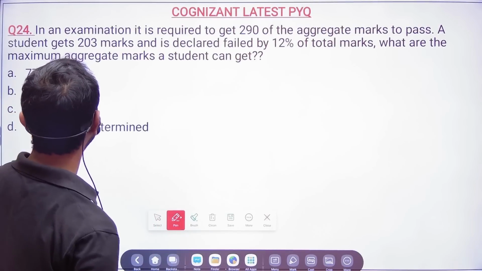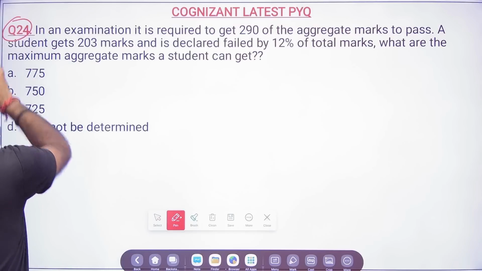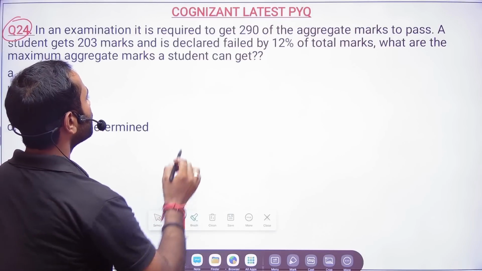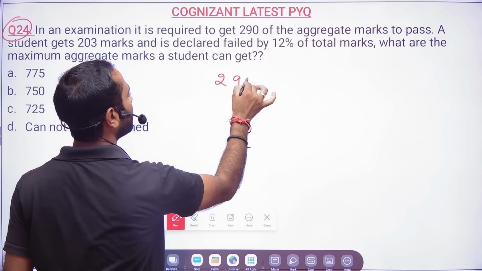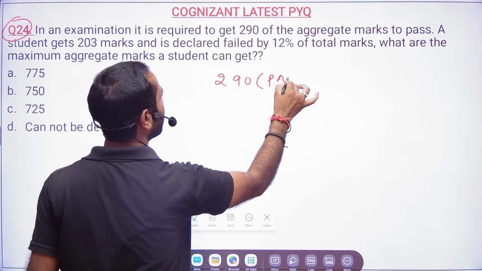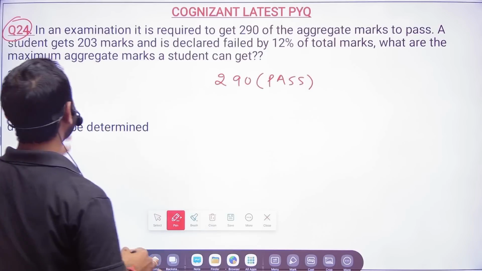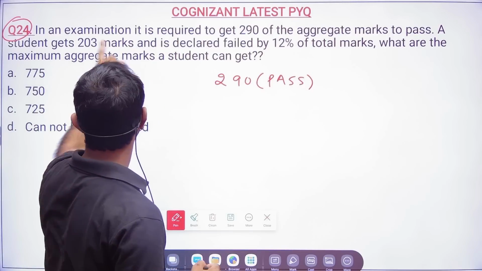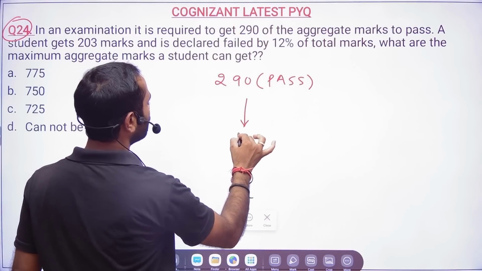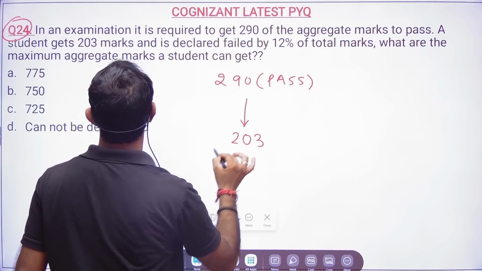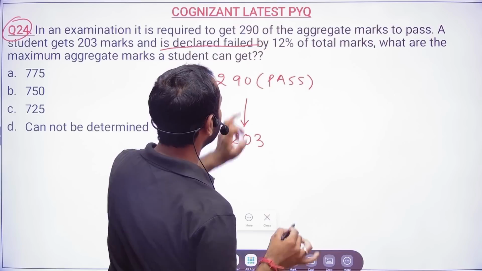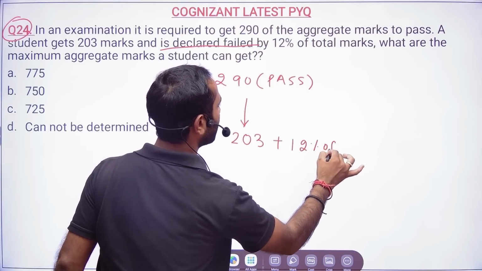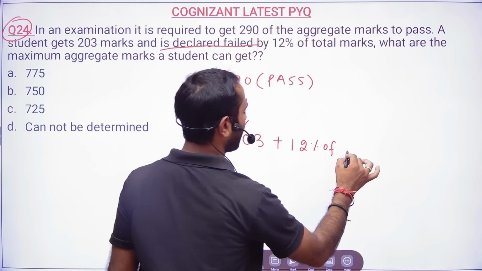Then question number 24 is a question from the topic percentage. In an examination, it is required to get 290 of the aggregate marks to pass. A student gets 203 marks and is declared failed by 12% of the total marks.